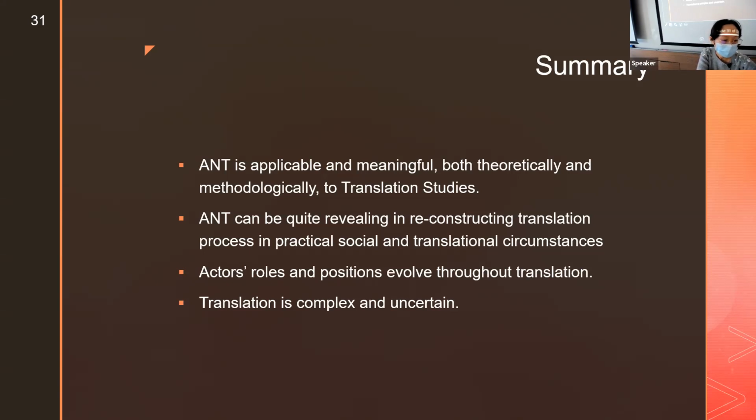In these circumstances, translation demands various and flexible working patterns from a wide range of agents or actors.